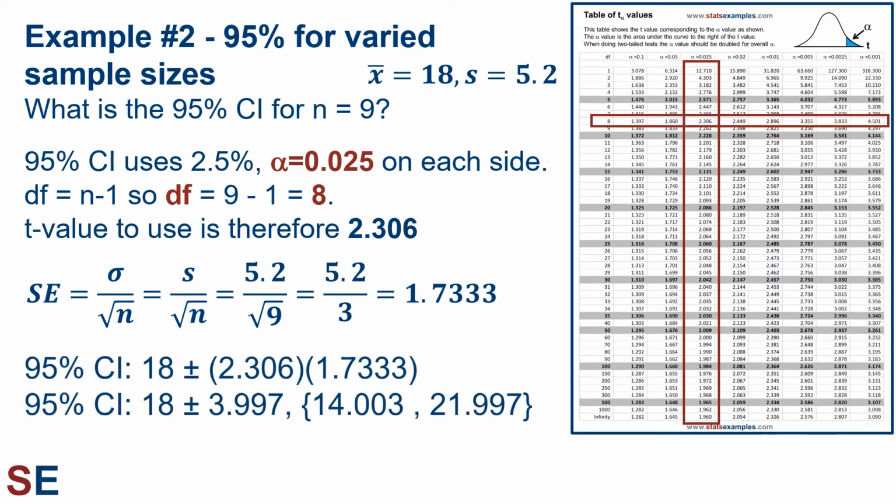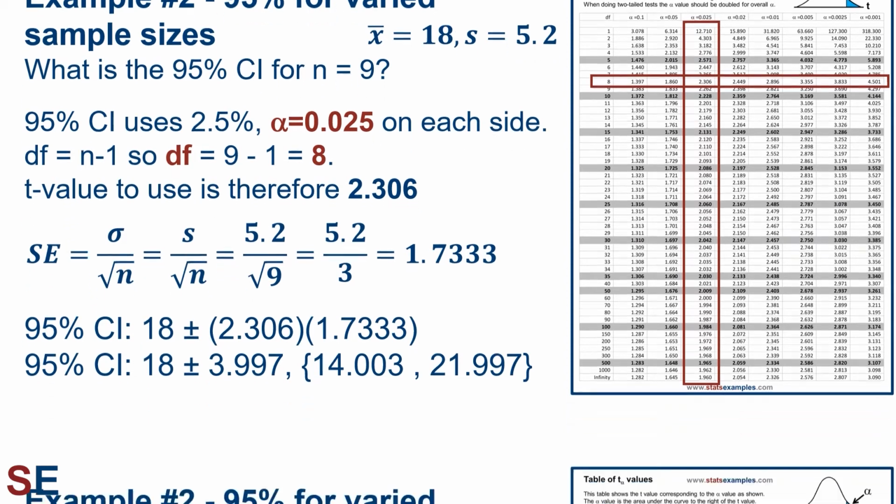Our 95% confidence interval will be 18, the sample mean, plus or minus 2.306, our t-value, multiplied by 1.7333, our standard error. Multiplying this out gives us 18 plus or minus 3.997, which would give us a range of 14.003 to 21.997 for our 95% confidence interval when we have a sample size of 9.